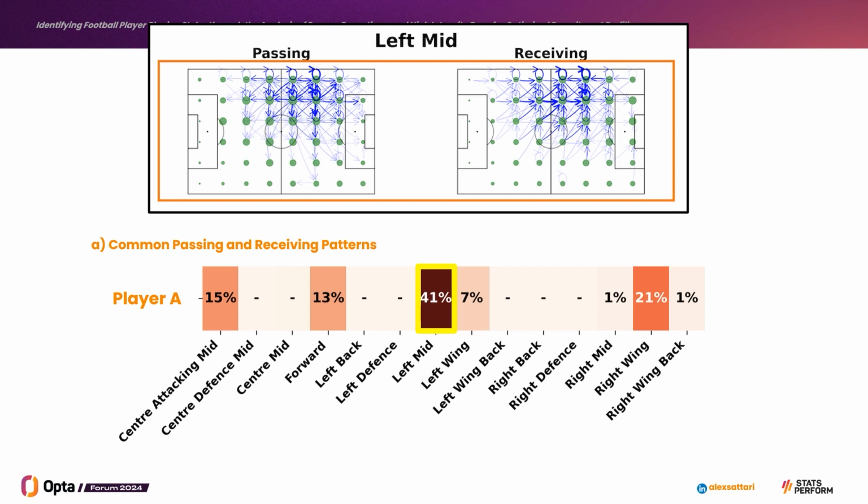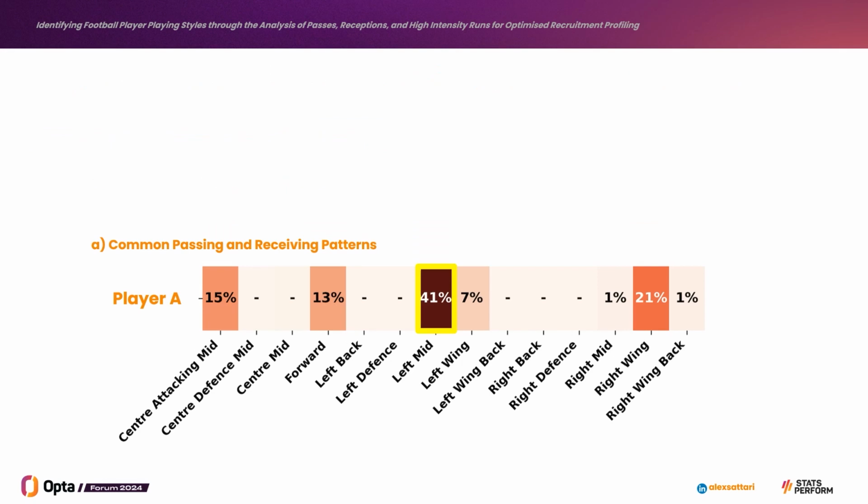And we can also see that 15% of his passes and receptions are coming from the center attacking midfield, the CAM pattern, which is pretty significant even though it's a low number. The CAM pattern is about a lot of passes and receptions in the zone 14 area. And also 13% of his passing comes from the forward pattern, which is a lot of reception in the box and in zone 14.